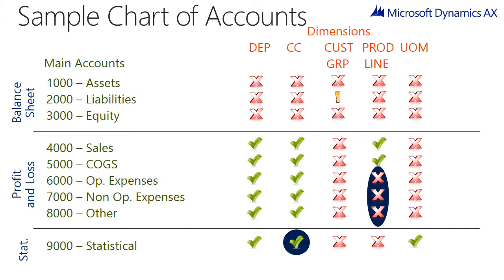In our last account structure, we will configure it to require departments and unit of measures, while the cost center will be allowed. However, we will allow it to be blank. The customer group and product line dimensions will not be included in this account structure. Next, I'll switch over to AX and show you how to create a new chart of accounts and link it to the ledger.